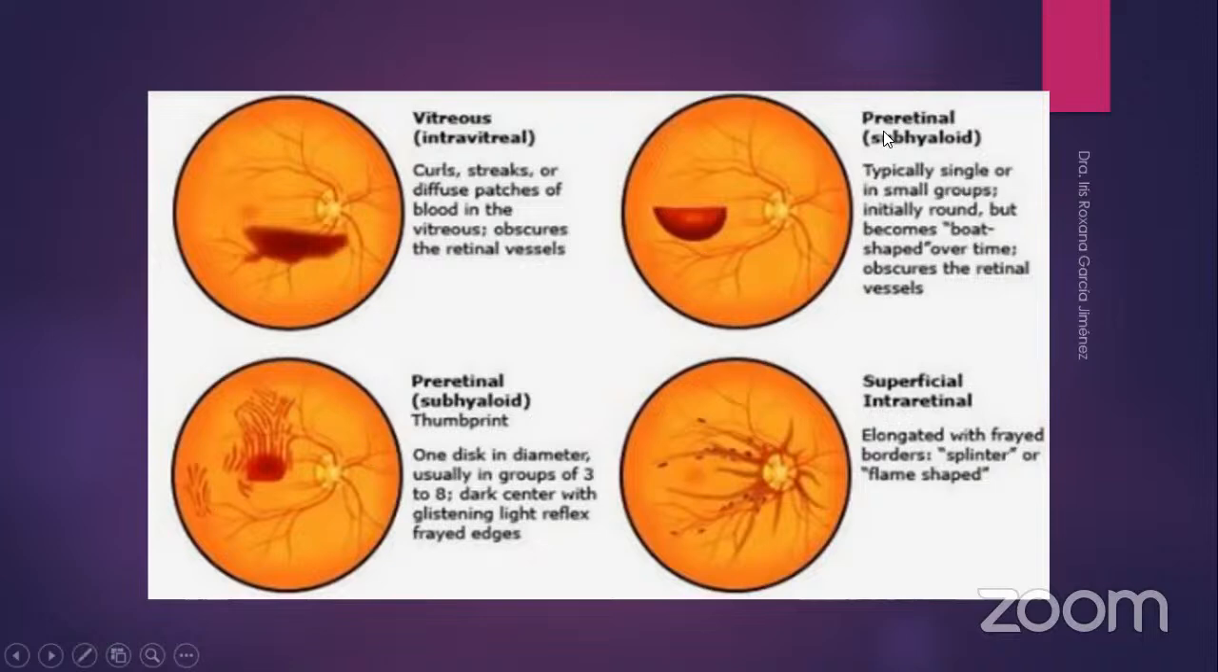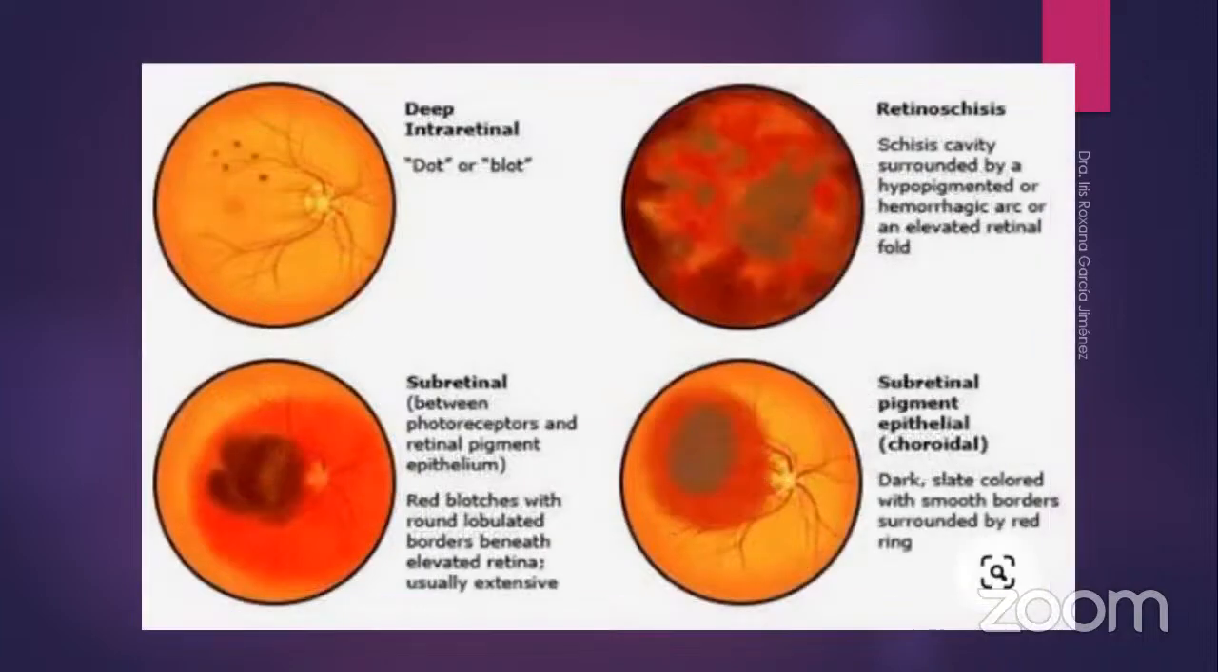Then we have the preretinal subhyaloid, typically single or small groups. Initially round, but becomes boat-shaped. You can see the boat-shaped. It obscures the retinal vessels, the superficial intraretinal. Details for being sure: elongated with frayed borders, splinter or flame-shaped, just for checking this.